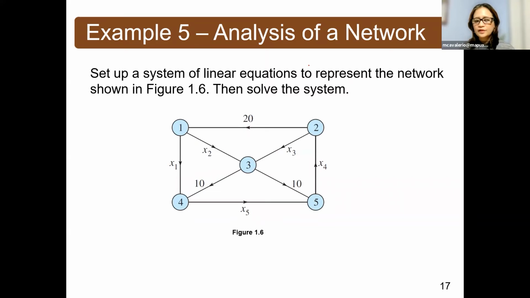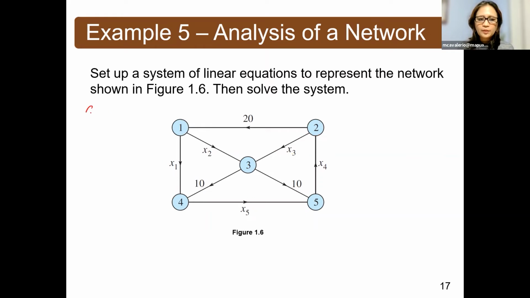So, and then solve the system. Now, what we can do here is to mark the junction. So the first thing that we need to do is to mark the junctions or nodes. Say here, this is junction 1, junction 2, junction 3, 4, and 5. And then we apply the conservation principle. That is, inflow will be equivalent to outflow.